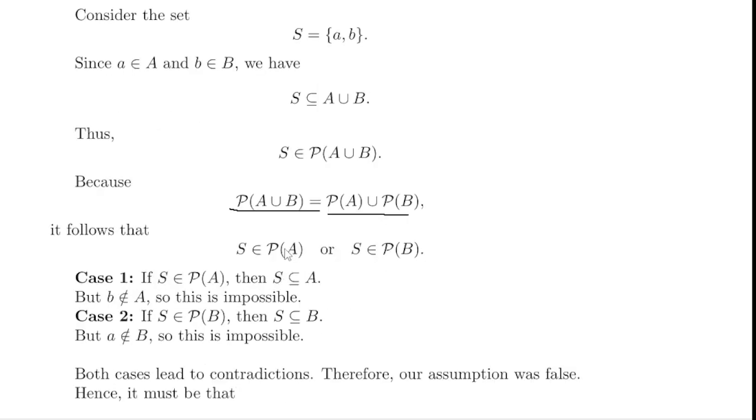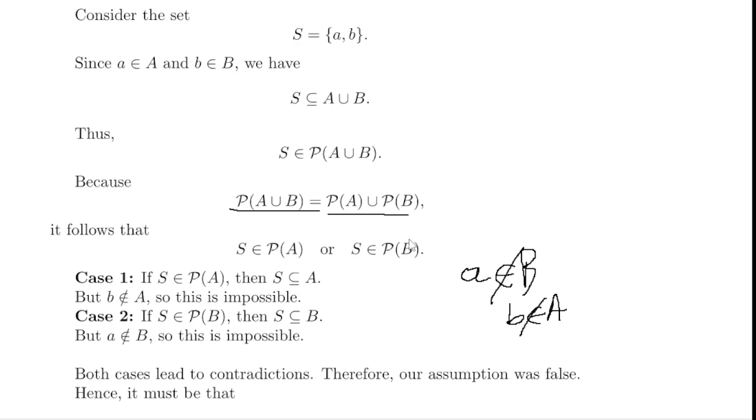Okay, let's look at the first case. If S is in the power set of A, then S is contained in A. But b is not in A, so this is impossible, because remember, S contains a and b. And we said that a is not in B, and b is not in A. So if S is in the power set of A, that means b will have to be in A, but that's a contradiction because of this thing.